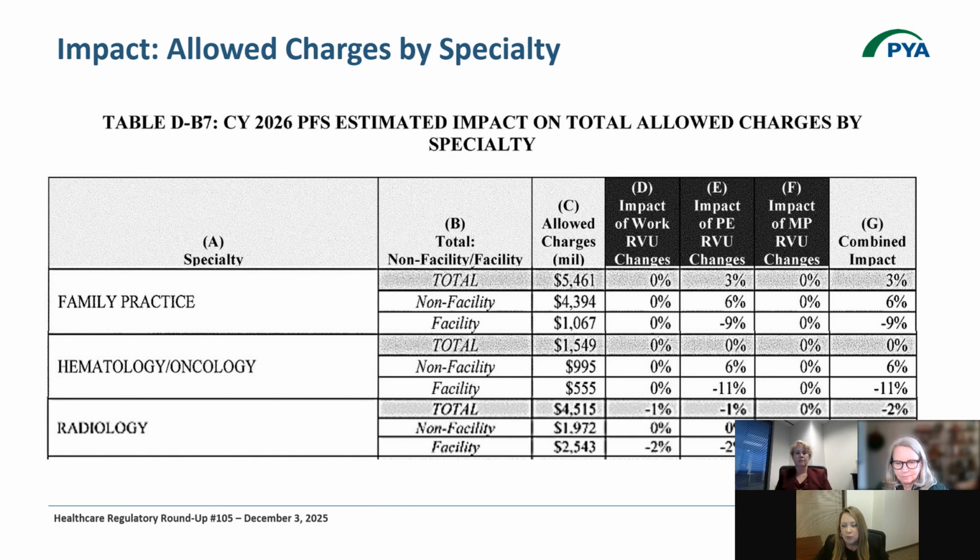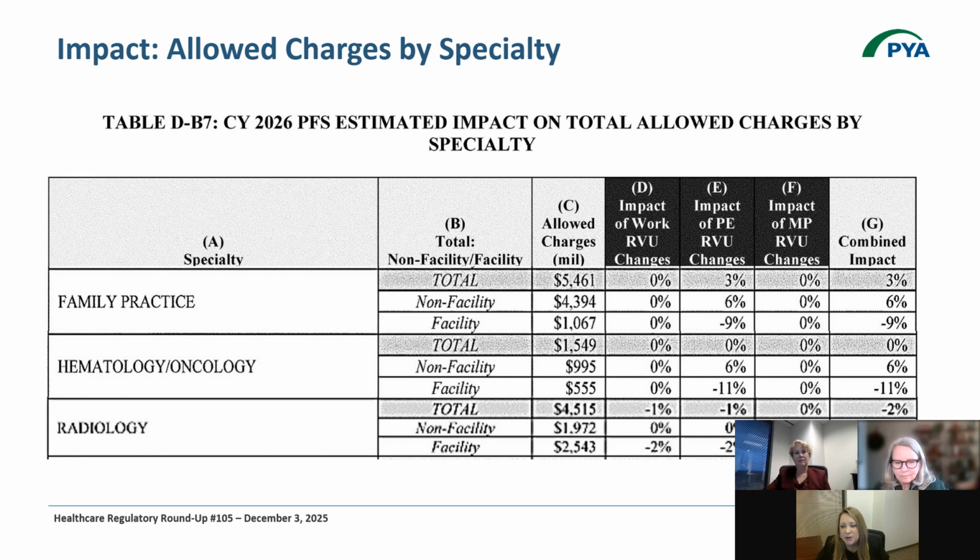So when we roll all of this up and think about this in a practical sense, table DB7 in the final rule has a really good table that will show you at a glance the impact by specialty. We've got an excerpt here. We picked a couple of specialties: family practice, hematology oncology, and radiology, but the table is several pages long and covers a whole host of specialties.